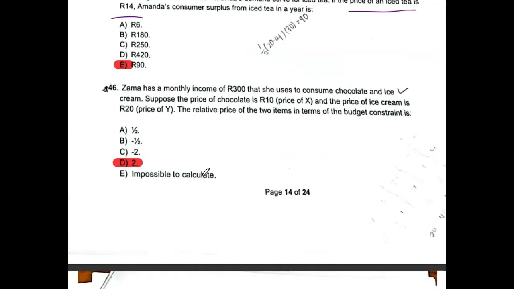Zama has a monthly income of 300 Rand and consumes chocolate and ice cream. Suppose the price of chocolate, good X, is 10 Rand, and the price of ice cream, good Y, is 20 Rand. So what is the relative price?